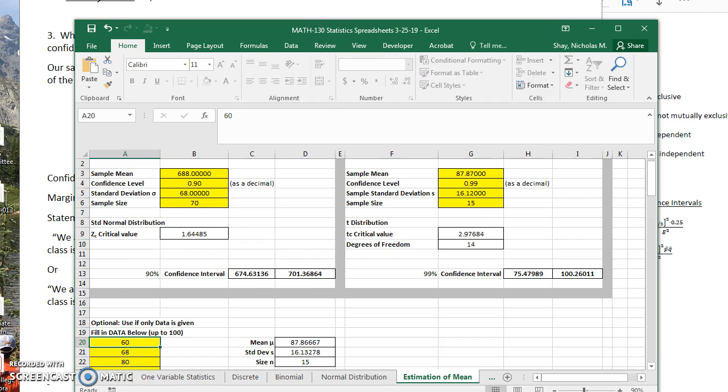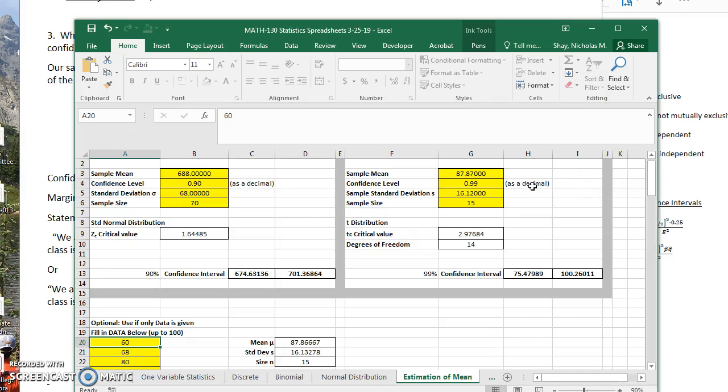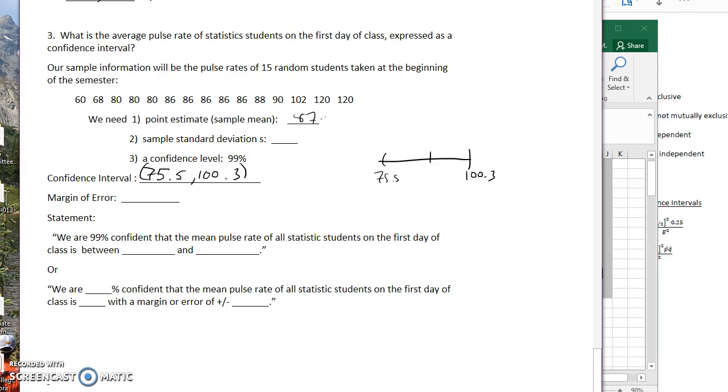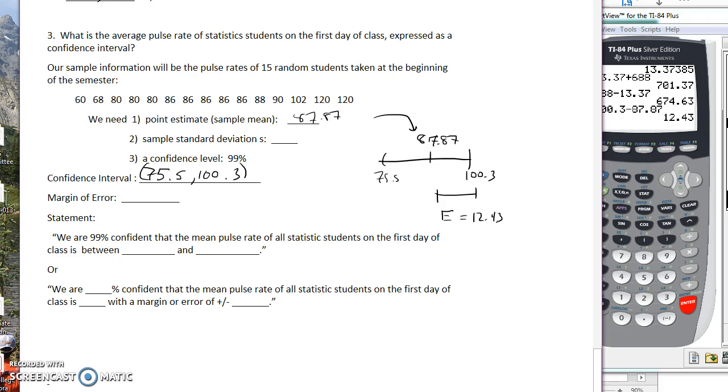So 75.5 to 100.3 would be our interval. Now let's think about this. I'm going to have 75.5 here and 100.3 here. My middle value is going to be my sample mean, or my point estimate, which was 87.87. So that's going to go right here in the middle. And then I just need to find that margin of error by taking the difference: 100.3 minus 87.87, which is 12.43. So my margin of error is equal to 12.43.